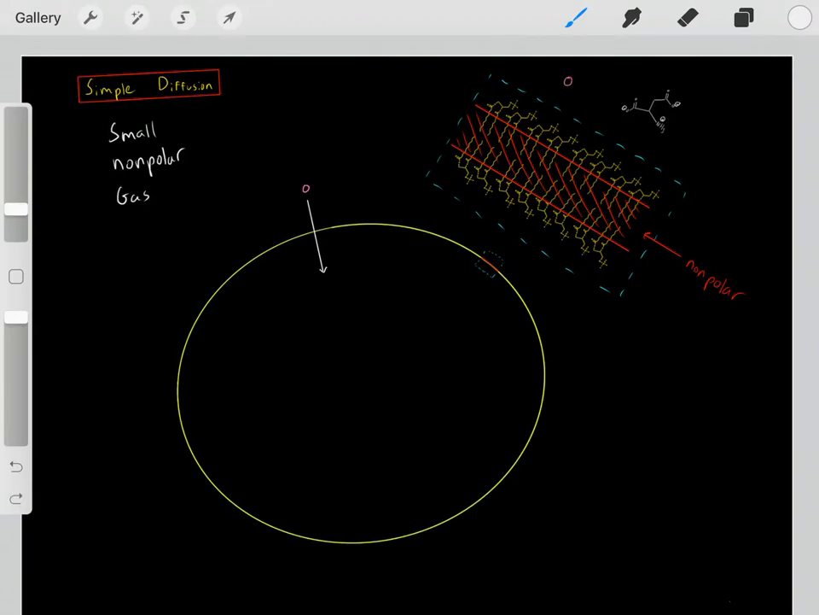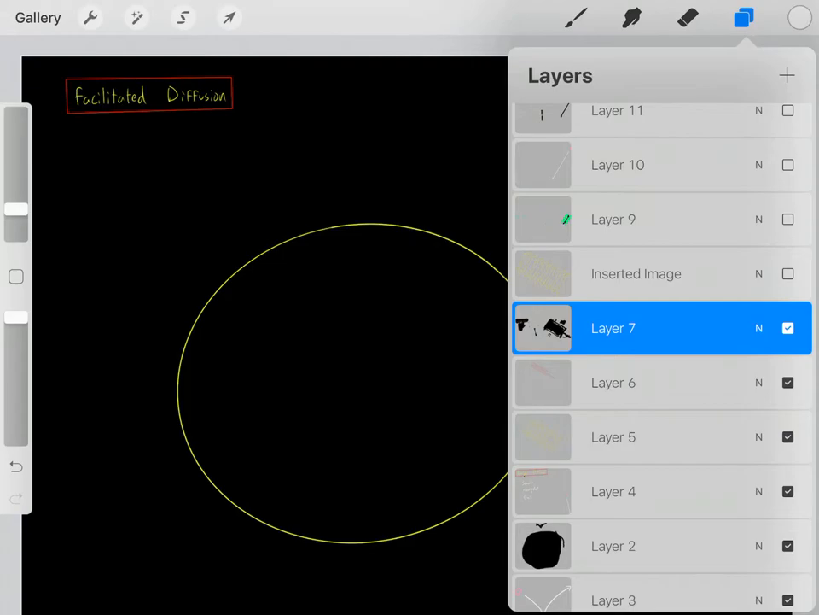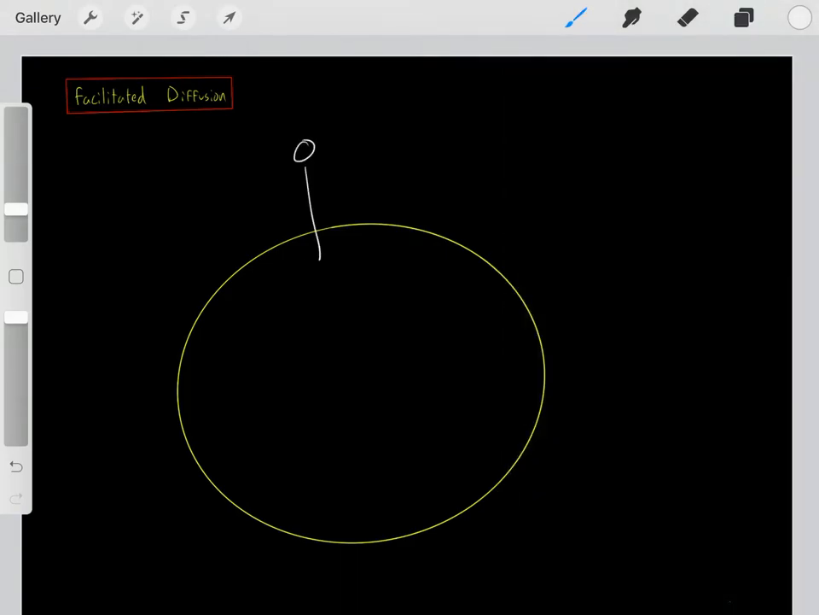But something important to realize is this is the exception. Only very few molecules, only gases and very small nonpolar molecules, can simply diffuse inside the cell. Generally speaking, this plasma membrane does act as a barrier and most molecules cannot cross through. However, small nonpolar molecules can through simple diffusion. So that's one example. Another example of ways molecules enter inside of the cell is through facilitated diffusion.